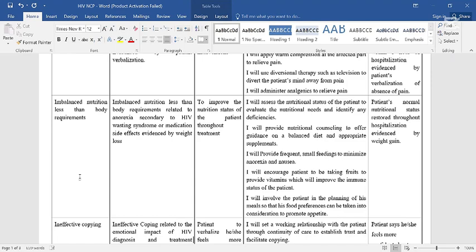The evaluation: is the patient's normal nutritional status restored throughout hospitalization, evidenced by weight gain? So the patient will gain the weight.